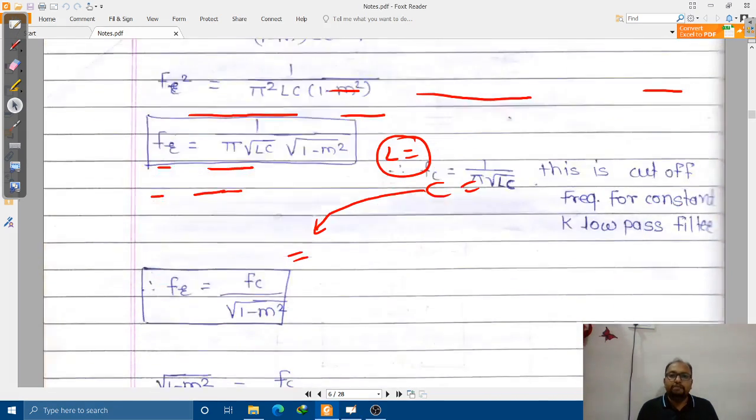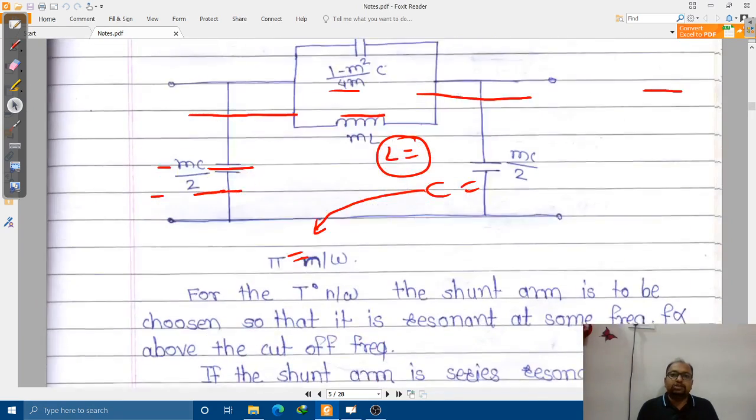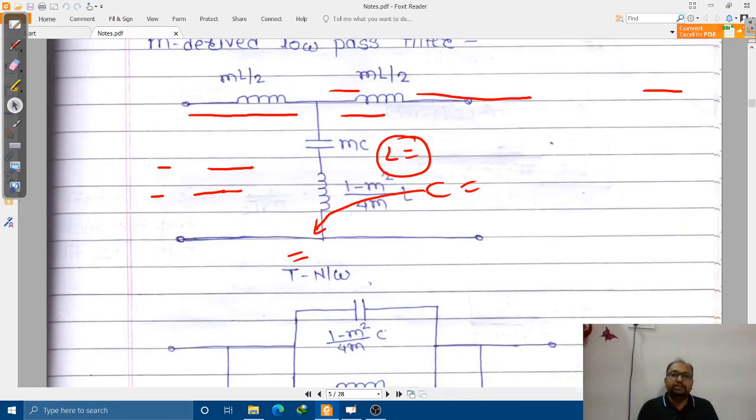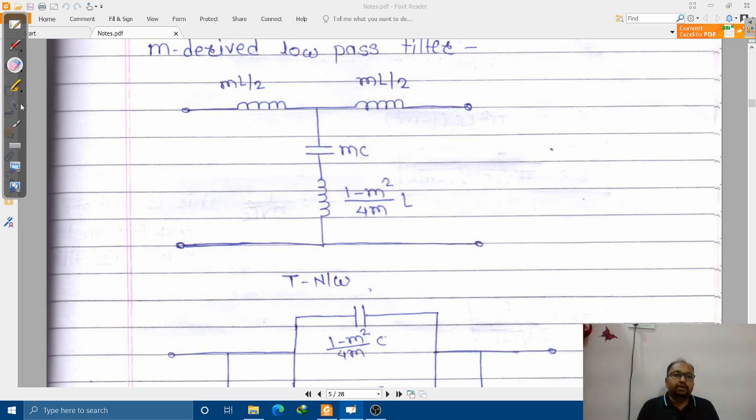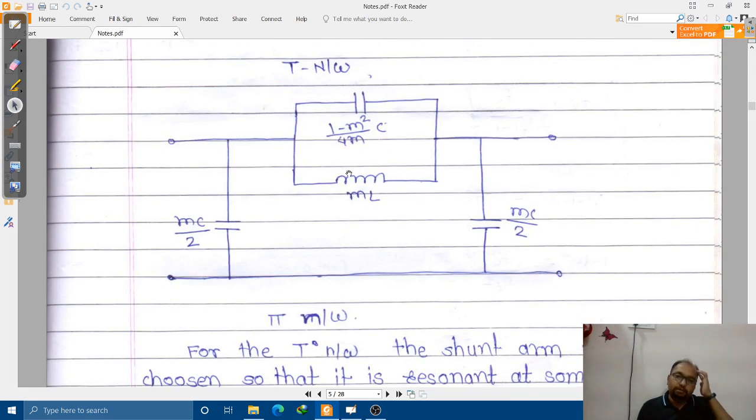I hope you are getting the things. So from this circuit now you can identify that because of this M, this L value is going to change, because of this M it is going to change the value of the inductor. So remember this one. I hope the things are clear to you people. Okay, so let us design the problem.